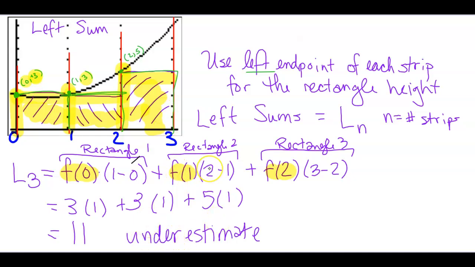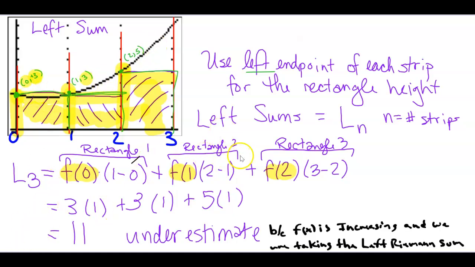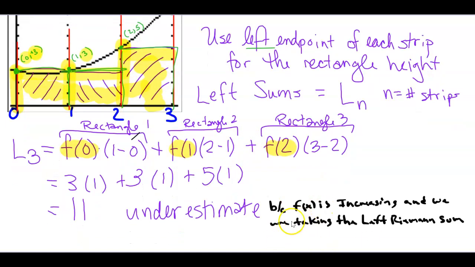Why is it an underestimate? Because we're doing the left Riemann sum, and the function is increasing. So I just updated my justification. The function is increasing, f of x is increasing, and we are taking the left Riemann sum. Therefore, our answer will be an underestimation when we approximate the area under the curve.